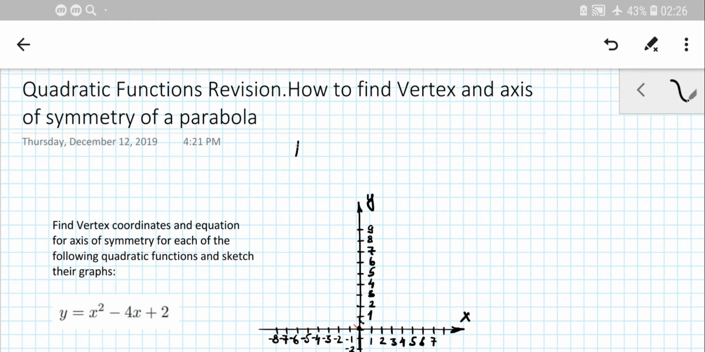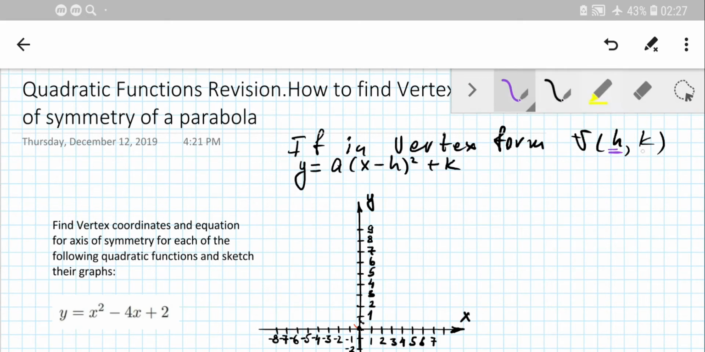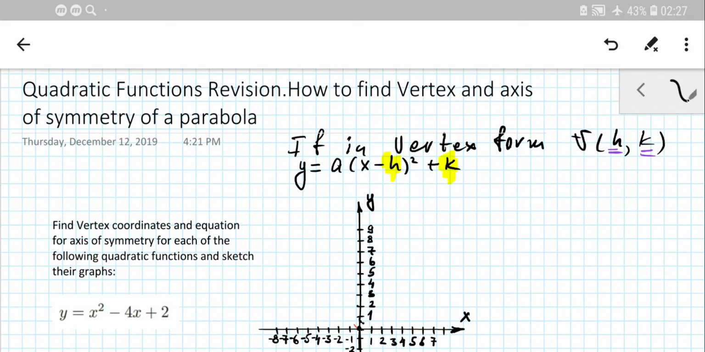So if it's in vertex form, just make sure you remember that the vertex is (h, k) coordinates, and this is the point. For the equation y equals a times (x minus h) squared plus k, those h and k stay here, so that's h and that's k. If you're given this form, I think no problem.